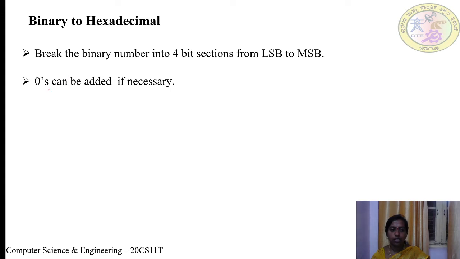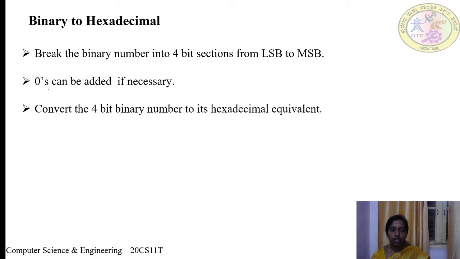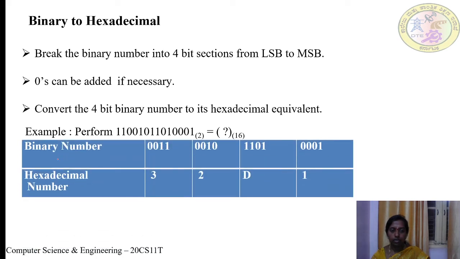Second step, zeros can be added if required. Last step, convert the 4-bit binary number into its hexadecimal equivalent. Example, convert 11001011010001 base 2 into its hexadecimal equivalent. We move on to the table. Take any binary number and break it into 4-bit binary groups.